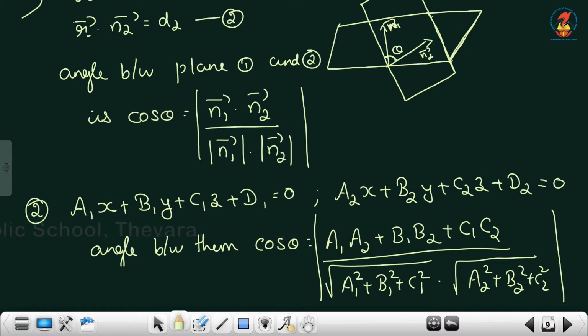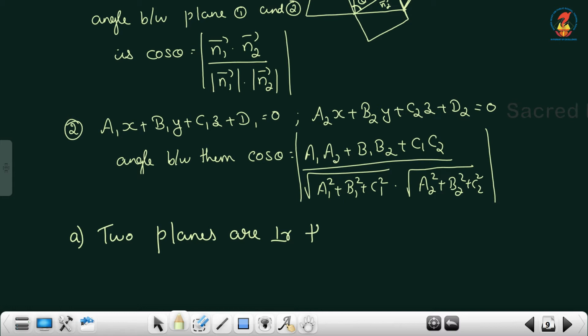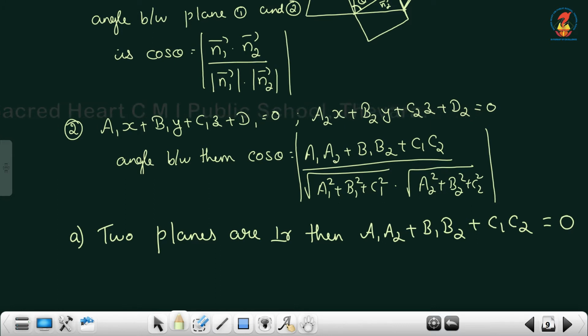Okay. Then condition, if two planes are perpendicular, then theta is 90, cos 90 becomes 0. So this numerator is 0. That is a1 a2 plus b1 b2 plus c1 c2 is equal to 0. Okay. Then the second condition, two planes are parallel.